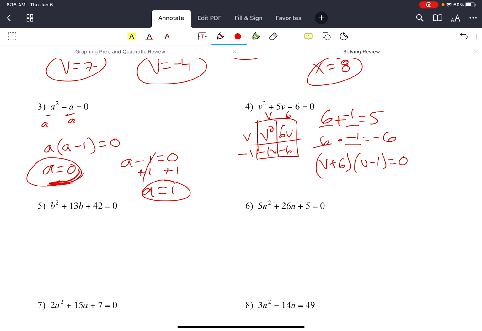Now, last class, we were done here, right? But there's one extra S word in the instructions that tells me I can't stop here. What is it? What's the S word you're allowed to say in here? That's the extra one that tells me I'm not done. Solve. Good. So because it says solve, now I have to take each parenthesis and make it equal 0.